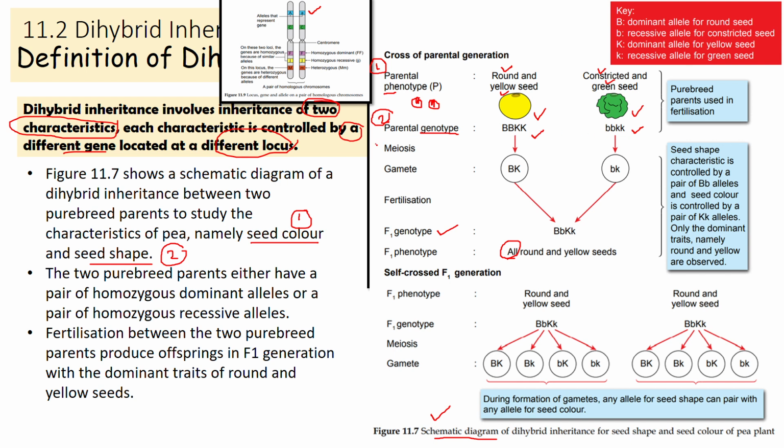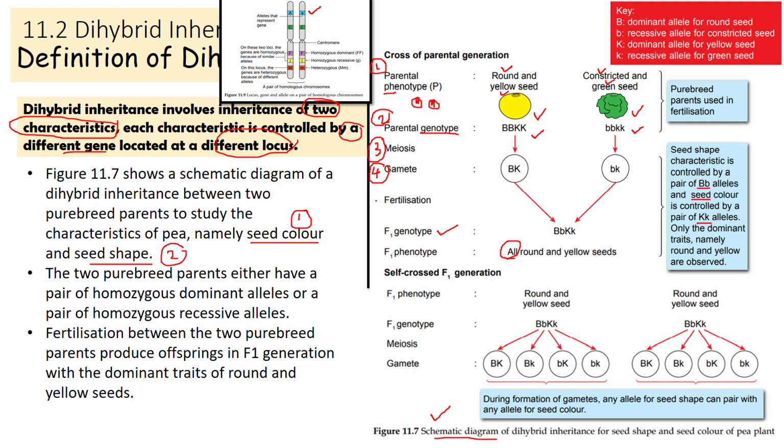Okay, and then number 3 is that the process of meiosis takes place. So remember to put an arrow here. And meiosis produces gametes. Number 4, you write down the gametes. So there is an allele that is inherited from a pair of alleles. Okay, so from here, the seed shape characteristic is controlled by a pair of B alleles, whereas seed color is controlled by K alleles.